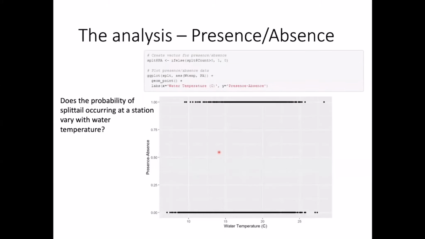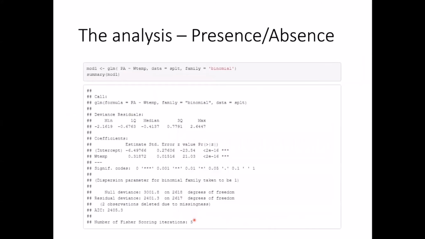So our first question, does the probability of splittail occurring at a station vary with water temperature? Here we're going to use presence-absence data. The code provided in the supplementary document shows how to convert catch data to presence-absence and shows how to plot it. And this is what it looks like with presence-absence on the y-axis and water temperature on the x-axis. Now with this data, it's really hard to see if there's any patterns at all. So we'll go ahead and run this model.